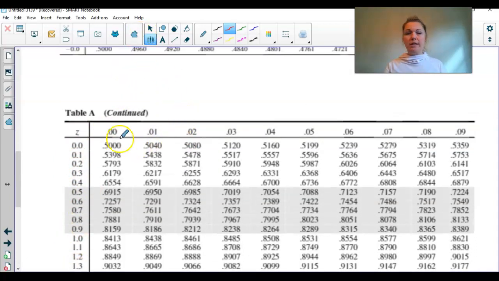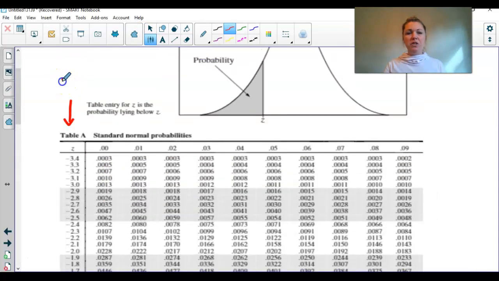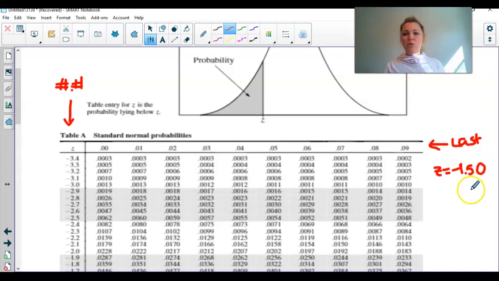What I want you to do now is mark that this first column here is the first 2 digits of the Z-score. This row right here is the last digit. So we had a Z-score, guys, of negative 1.50. Now there's a reason I added that 0, because I like all of my Z-scores to have to the 100th decimal place. So round to the 100th, and if there is nothing there, you put a 0.